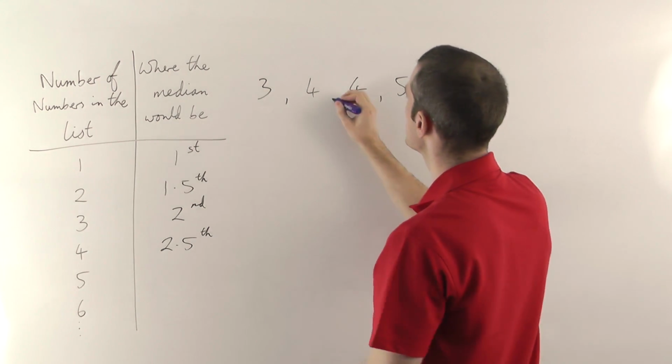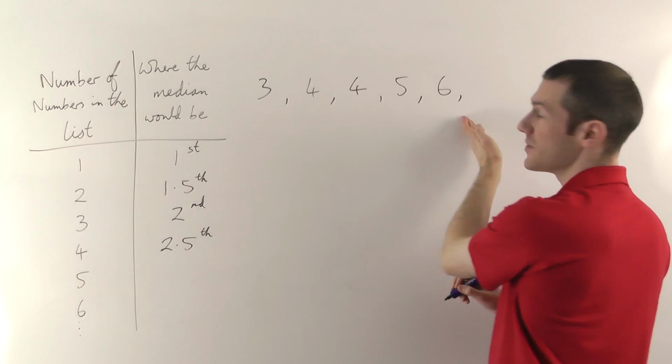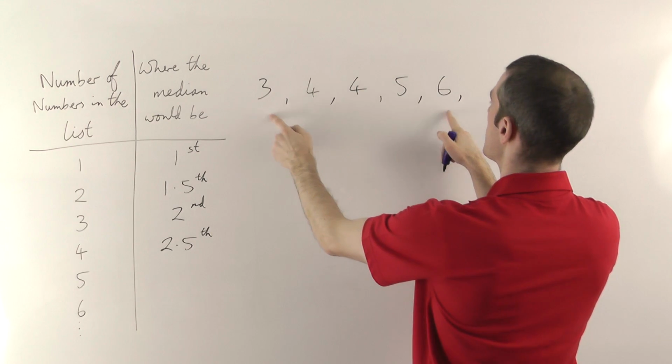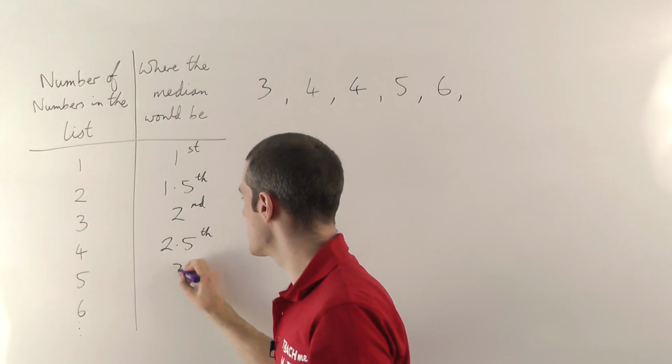Let's have some more numbers. I'll stick a 6 on there. So now we've got 5 numbers in the list. Where is the median? Where's the midpoint? Pair your way in from the outside. It's the third number in the list. So in this case, it's the third one.